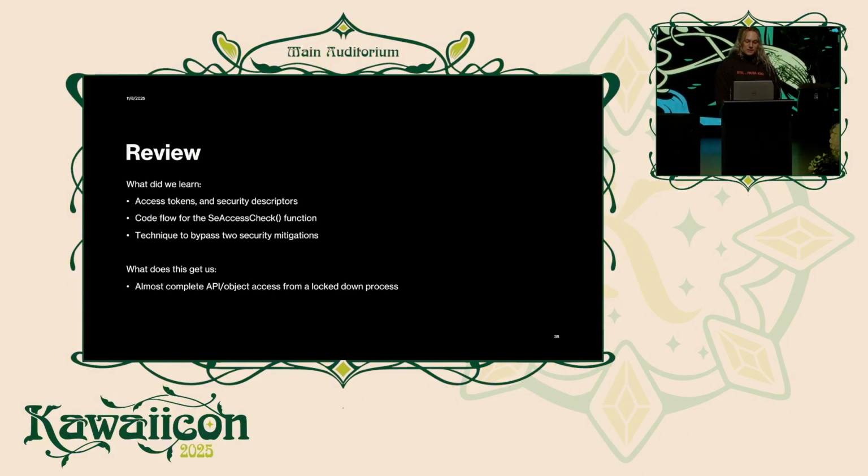So in review, let's go over what we covered. We learned a little bit about access tokens and security descriptors. We learned about the code flow for the SeAccessCheck functions, and we went over two techniques to bypass some security mitigations. And what does this mean? It pretty much means that we can request a lot of things from the object manager that we shouldn't have been able to from the lockdown process. With the SIDs for admin and system turned on, you can pretty much get almost anything. There are other things that are further locked down.